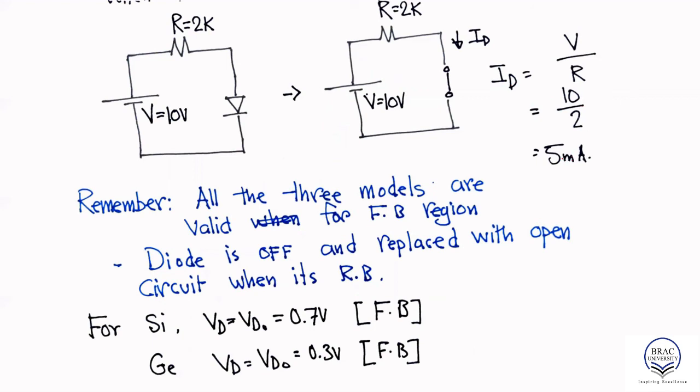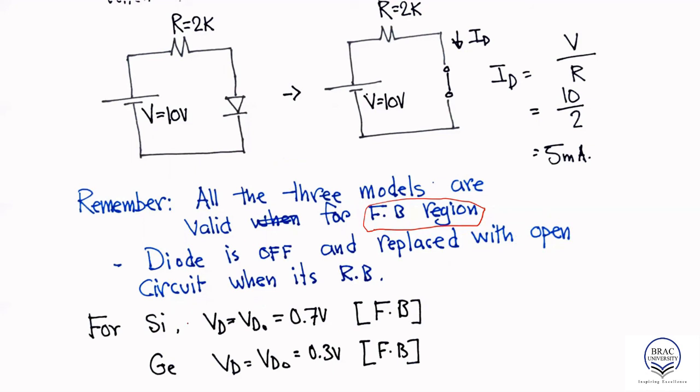Now remember this: all the models that we have obtained are for when the diode is in the forward biased region. The piecewise linear model, constant voltage drop model, and the ideal diode model are valid as long as the diode is operating in the forward bias region. For all the models, when the diode is reverse biased, it is off, so we can replace the diode with an open circuit.